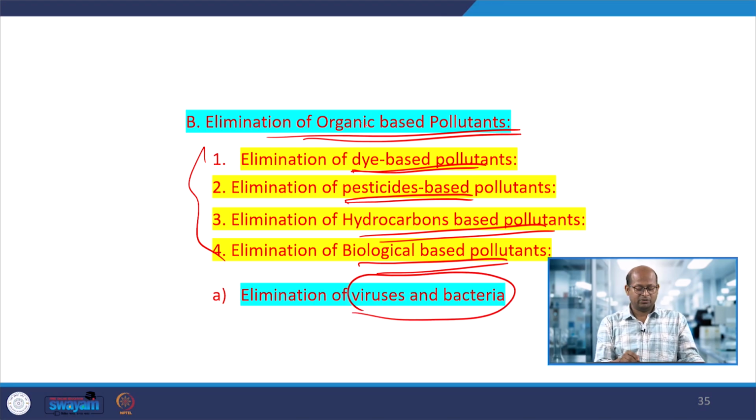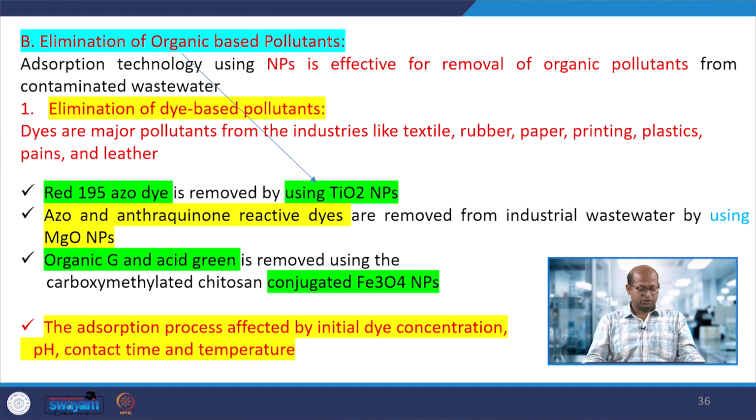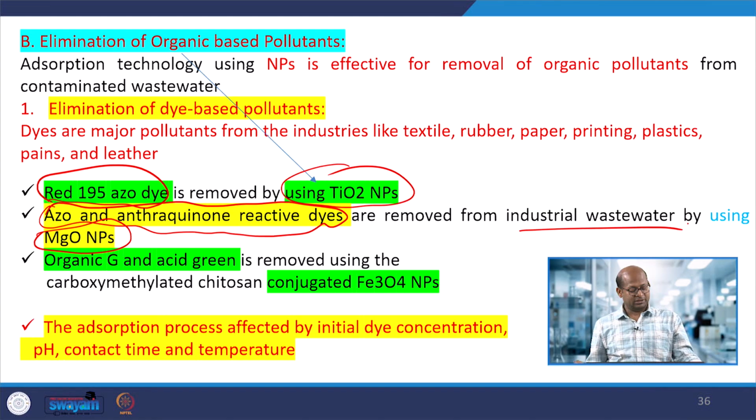These are the different organic-based pollutants if present in wastewater. We can use different types of nanoparticles to remove them. Let us say Reactive Red 195 azo dye is present; to separate it out, titanium nanoparticles are very effective. Similarly, MgO nanoparticles are very effective when azo and anthraquinone reactive dyes are present in industrial wastewater, and we can separate them out.